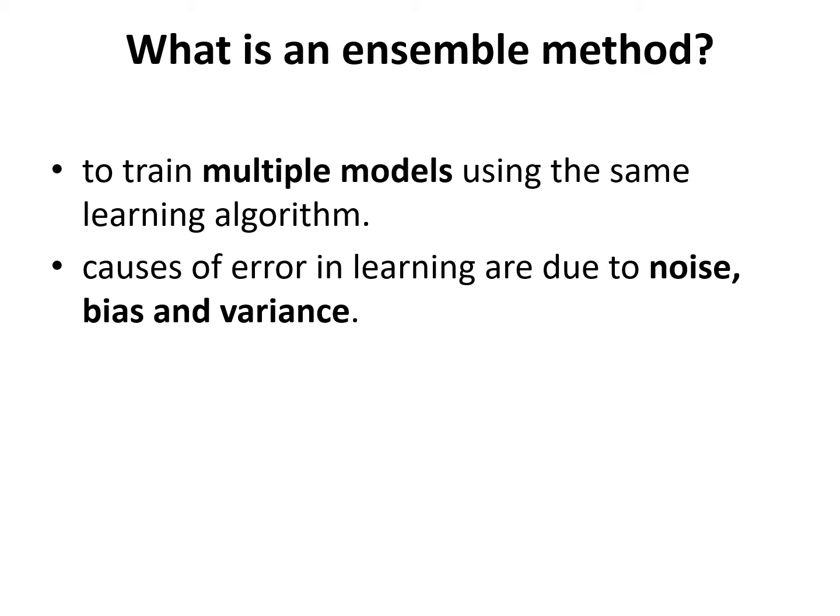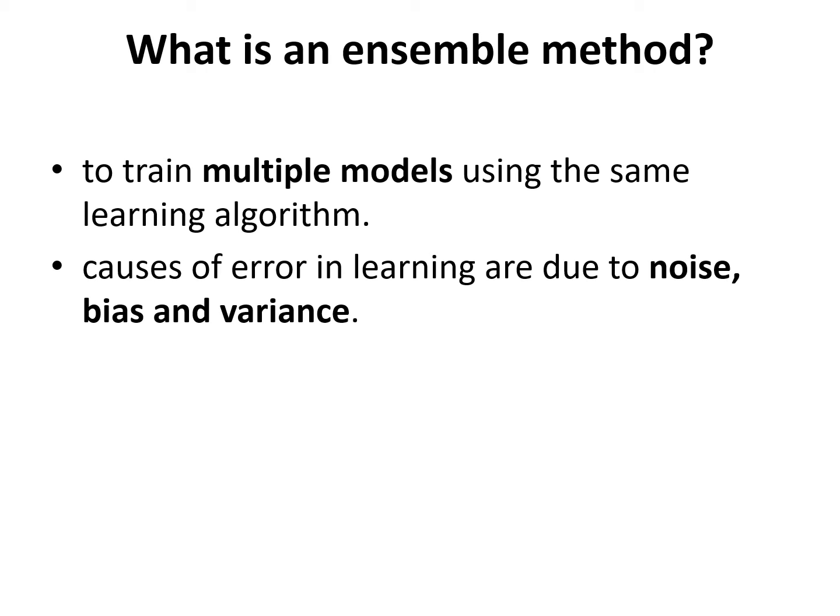So first we will see what are the causes of error in learning. The causes of error in learning are due to noise, bias and variance. Now ensembles help to minimize these factors. These methods are designed to improve the stability and the accuracy of machine learning algorithms. The combination of multiple classifiers decreases the variance, especially in the case of unstable classifiers, and it may produce a more reliable classification than a single classifier.